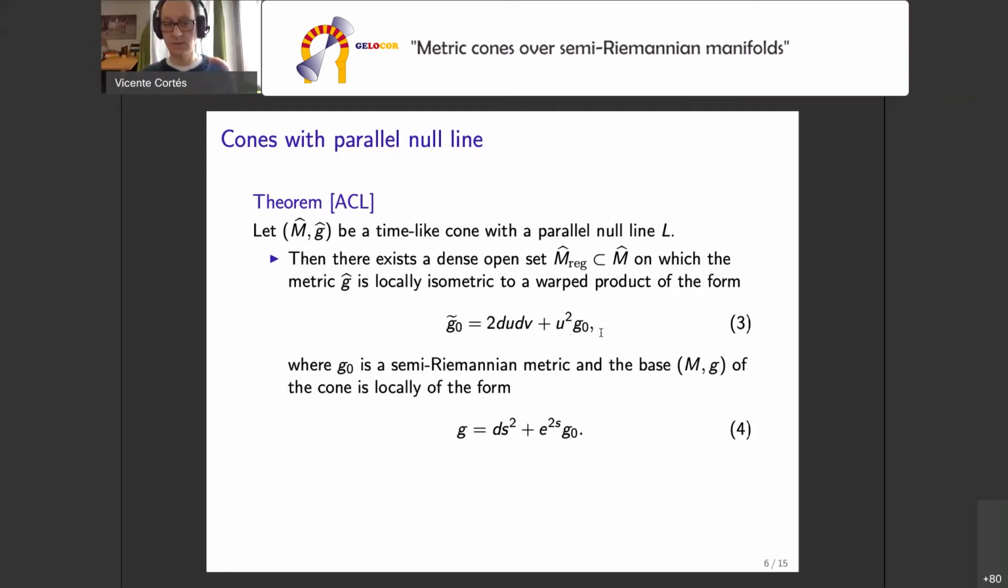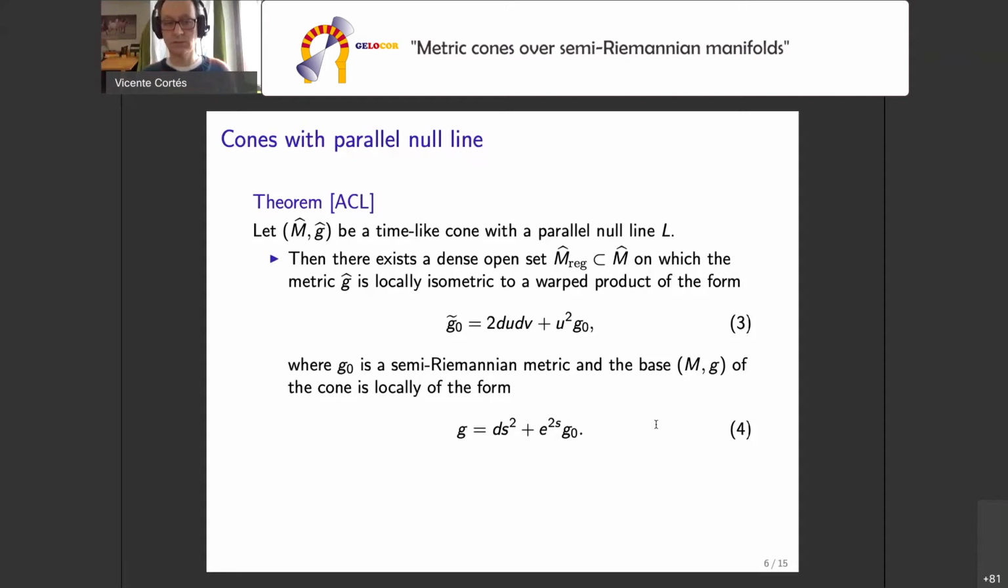So this 3 is the metric of the cone. In some sense, it's a normal form for the metric of the cone if you assume the existence of a parallel null line. And you can also describe explicitly the metric of the base manifold of the cone, which was called g before. This metric will be of the form ds squared plus e to the power 2s g0. So it's a warped product. And again, the metric g0 appears here.